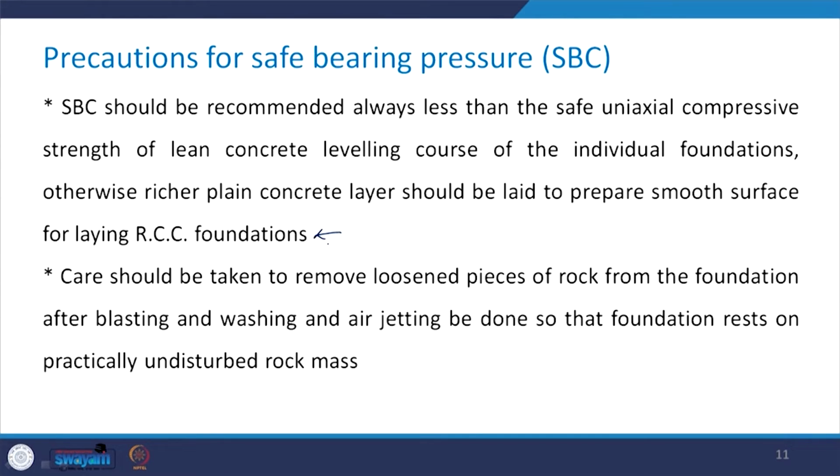The care should be taken to remove the loosened pieces of rock from the foundation, because what happens is that when you are trying to create the excavation in order to place the foundation, some blasting is to be carried out. Now, because of this blasting, there can be some loosened pieces of the rock at the surface. So, these should be removed and that area should be washed and air jetting should be done so that the foundation rests on practically undisturbed rock mass.